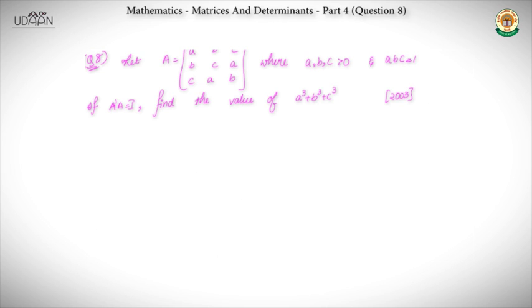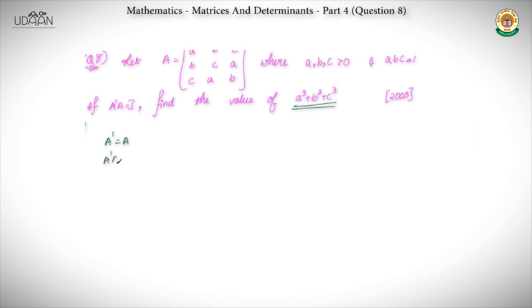Okay, we can see that this is a previous IIT JEE question asked in 2003. So let's see how to solve this question. In this question you can clearly see that he is asking us A cube plus B cube plus C cube. So we are going to use a lot of equalities and inequalities in this. Now A transpose into A equal to I, but A is a symmetric matrix. That means A transpose equal to A, right?